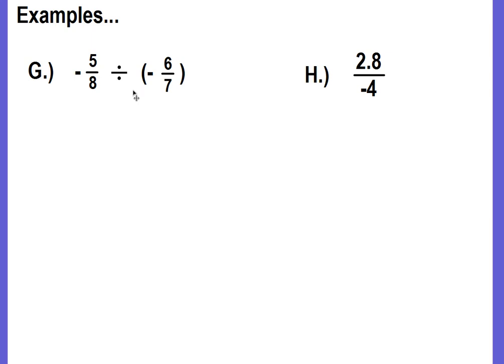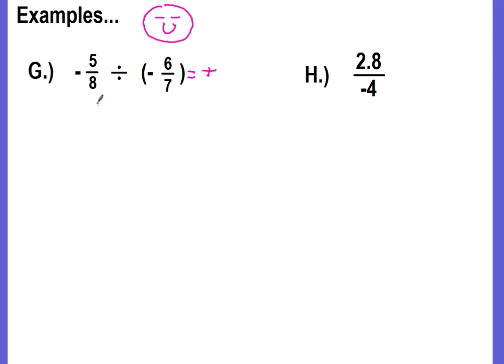First one, negative 5/8 divided by negative 6/7. First thing I'm going to talk about is the sign. A negative divided by a negative. So I'm using the faces. A negative divided by a negative. He's sleeping. He's dreaming about making an A on his test. He is happy. So my answer is going to be a positive.